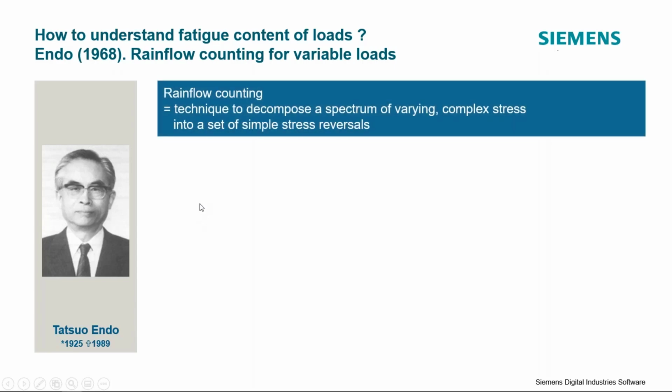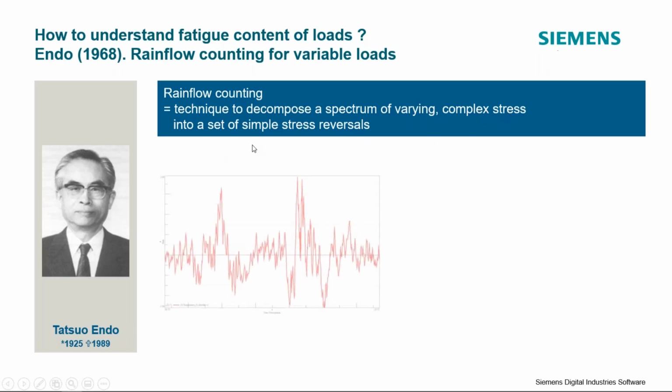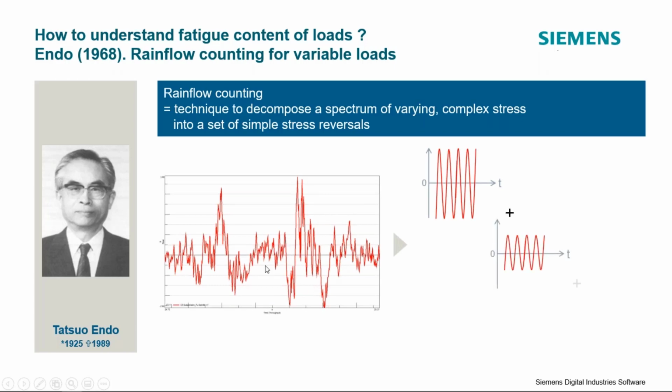Rain flow counting was thought up by a Japanese visiting professor at the University of Illinois named Tetsuo Endo. And it is a technique to decompose a spectrum of varying complex stress into a set of simple stress reversals. And so it allows us to take something like this load history and decompose it into a certain number of cycles at different amplitudes. So I can say this curve here consists of maybe 4 or 5 cycles at a set amplitude, and then 4 or 5 cycles at a slightly lower amplitude, maybe 3 cycles at a lower amplitude, and so on.